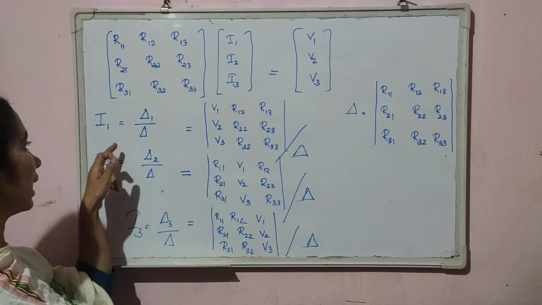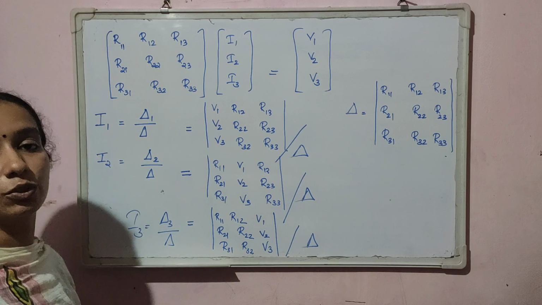So thus we can calculate the unknown currents I1, I2 and I3.